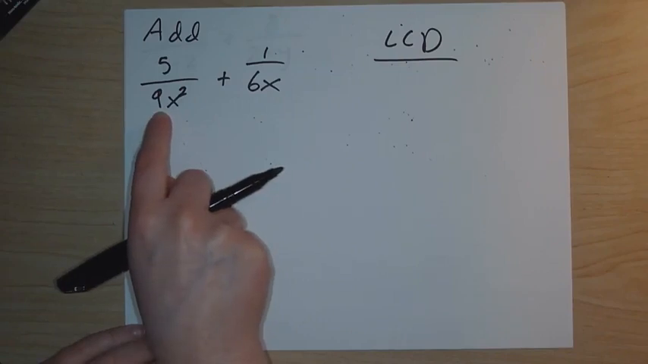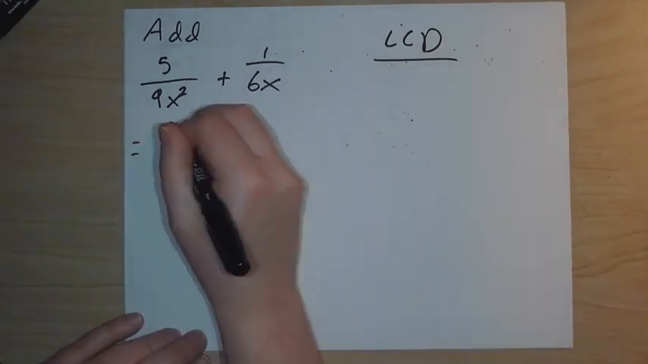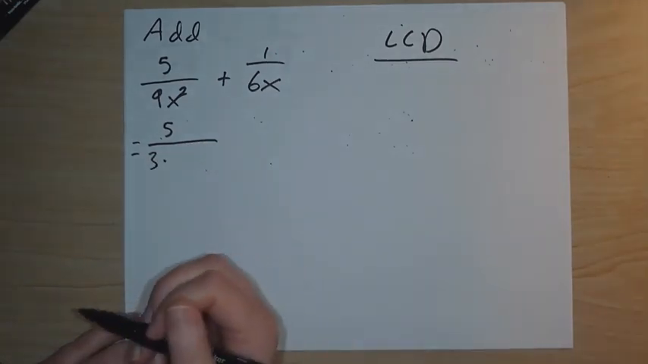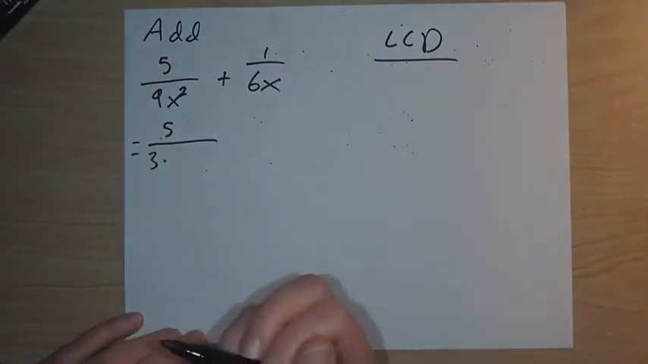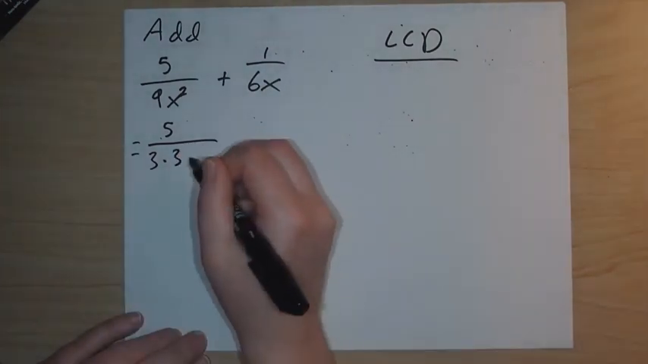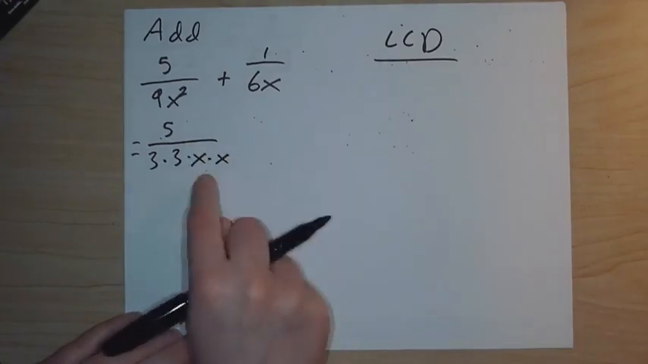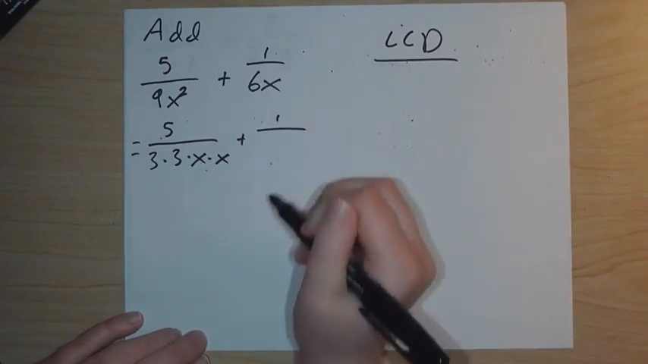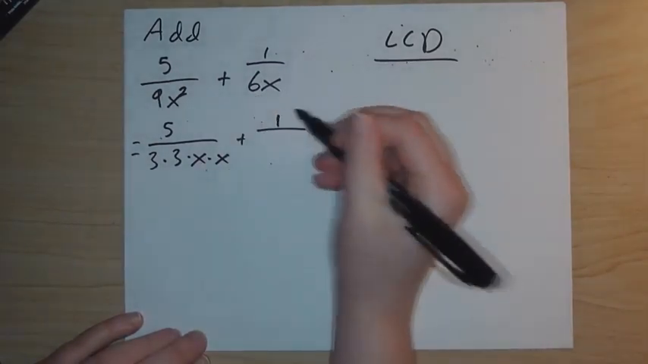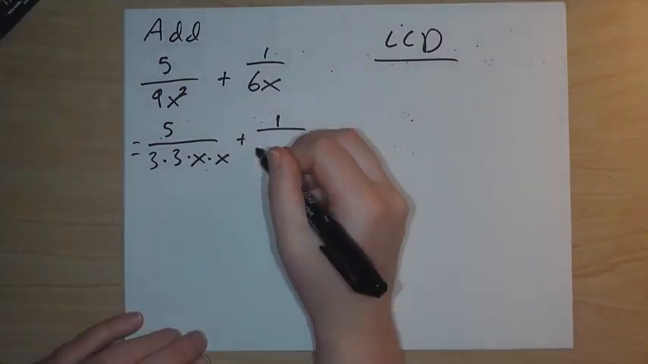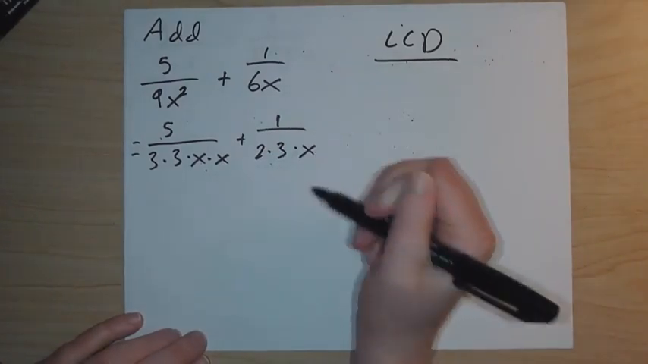So the prime factors of 9x squared, I'll just rewrite this here. Prime factors of 9x squared is 3, and 3 is a prime factor because it only has the factors of 3 and 1, of itself and 1. 3 times 3 is 9, and then times x times x is x squared. And then we have our 1 over 6x, reducing 6x to its prime factors. It's basically reducing to as much as we can get. 6 is 2 times 3 times x.